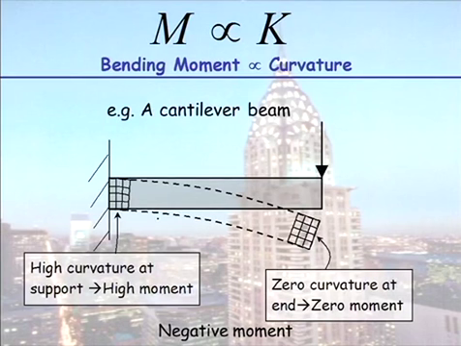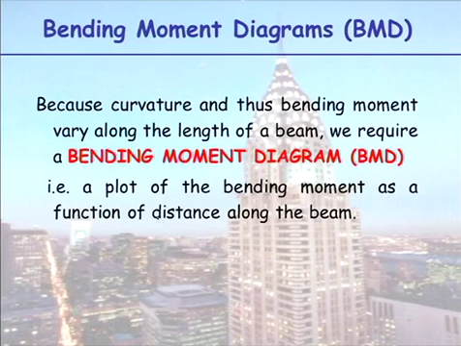Okay, so now you go, okay, I can see the way something curves. The way it curves, I can imagine there's a lot of moment where it's curving a lot. So because curvature varies as you move along the beam, your bending moment varies as well, so we need a bending moment diagram, which is just a plot of the bending moment along the beam.